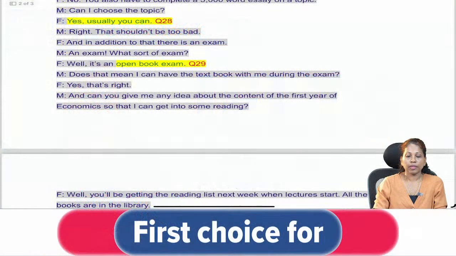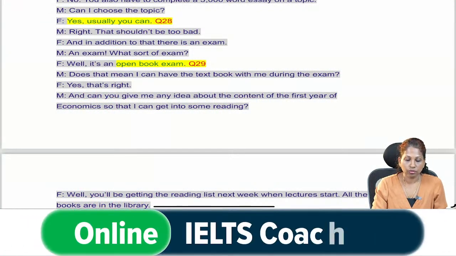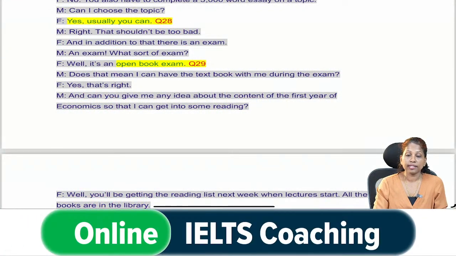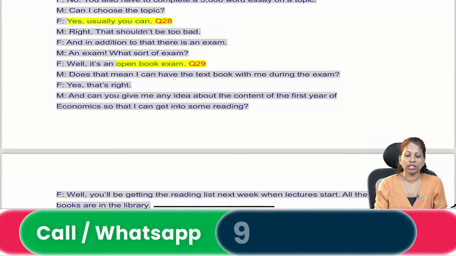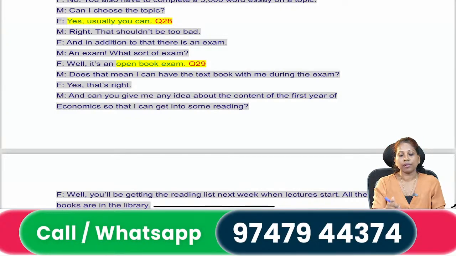We are on 29. So that shouldn't be too bad. Okay. And in addition to that, there is an exam. So there she speaks about the exam. Addition to that, there is an exam. An exam, what sort of an exam?